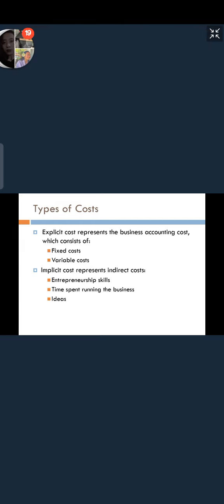Okay. So explicit cost represents the business accounting costs, which consist of your fixed cost and your variable cost. Anything that you will spend in your business, for example, you are building a business, and your business will cost around 1 million. That is your explicit cost. 1 million only for building one. Wow. 1 million for building a business.